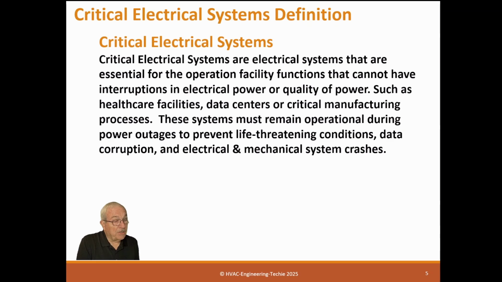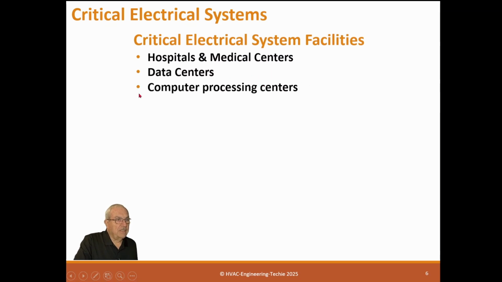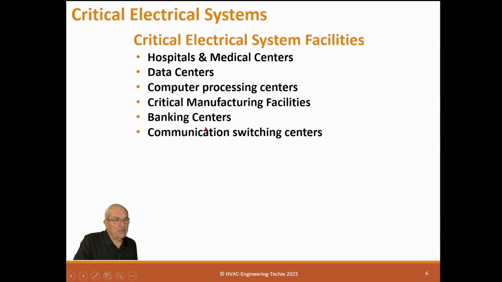Well, it's pretty hard to have a system that doesn't go down if you think about it. And what this is all about basically is getting rid of any single points of failure so that you don't have one thing taking the system down. And of course, pay attention that we don't have any cascading failures also. So this is hospital and medical facilities, data centers, computer processing centers, critical manufacturing facilities, banking centers, communication switching centers.